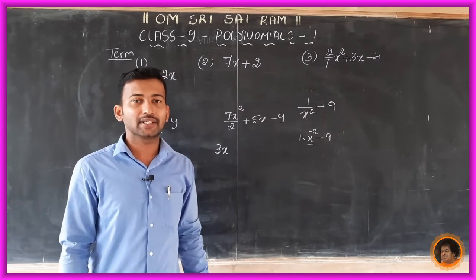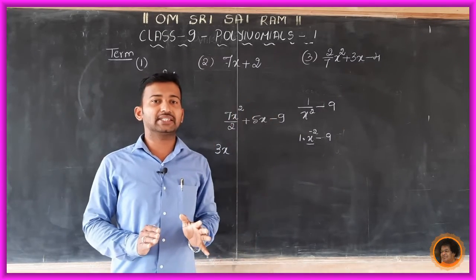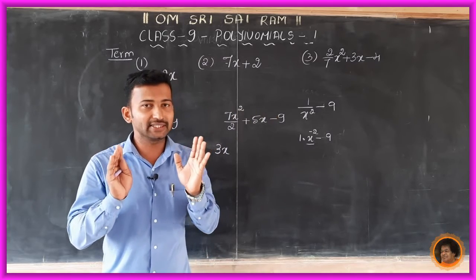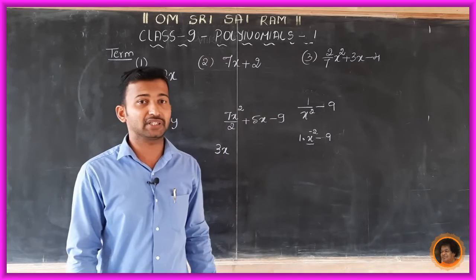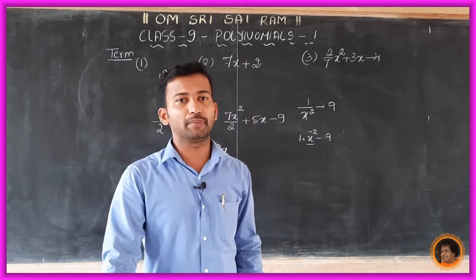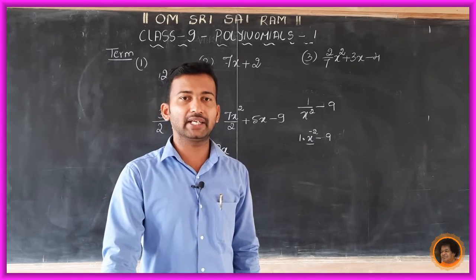By this, we conclude that all polynomials are algebraic expressions, but all algebraic expressions are not polynomials, except constants. Why? I will explain in the next class.